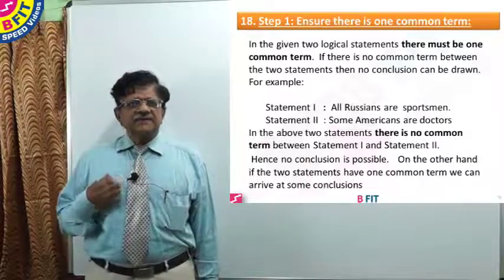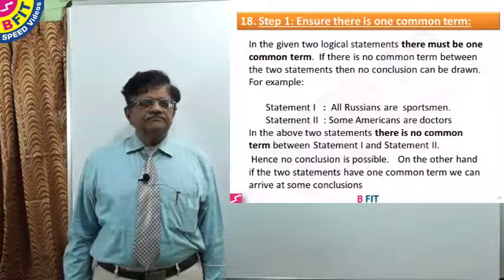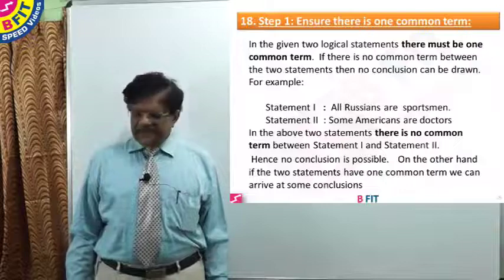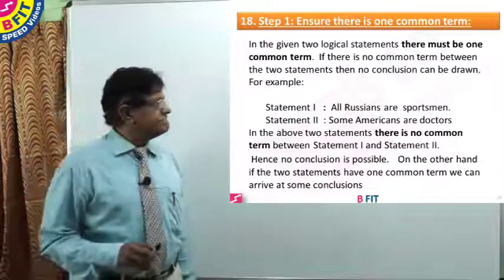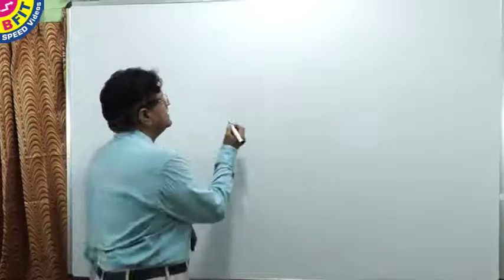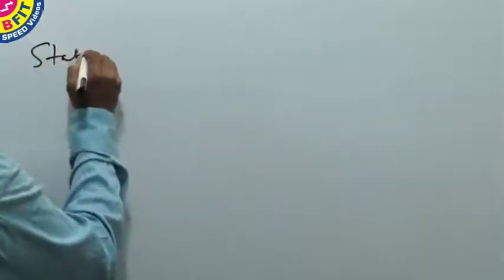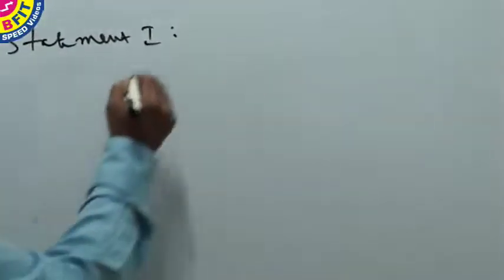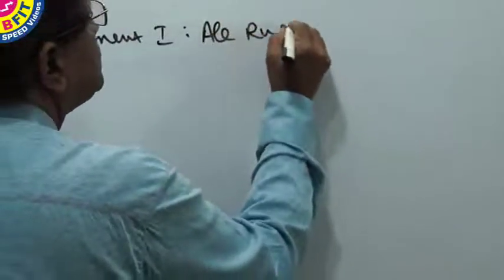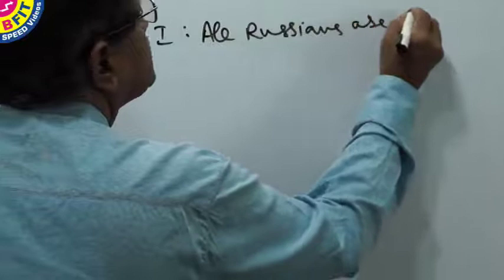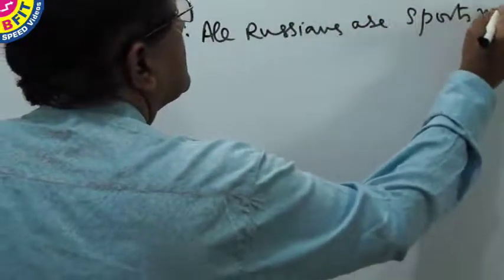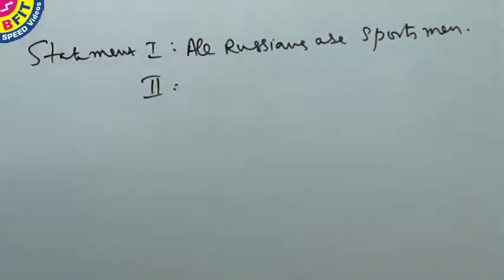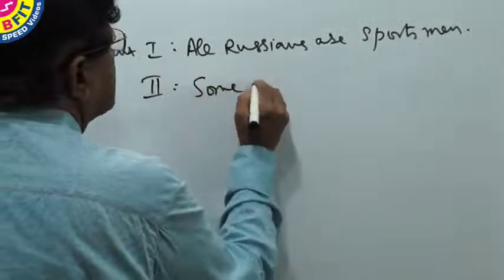In the given logical statements, there must be one common term. If there is no common term, no conclusion can be drawn. Let us see the working. Suppose statement 1 says, all Russians are sportsmen. And statement 2 says, some Americans are doctors.